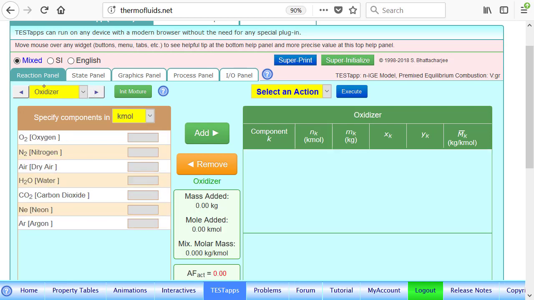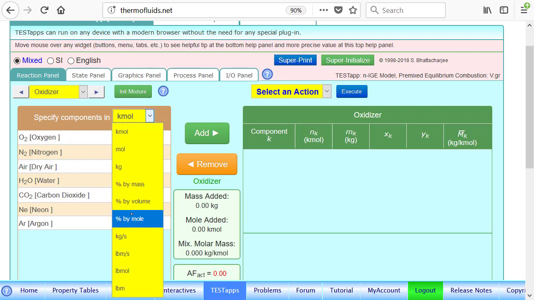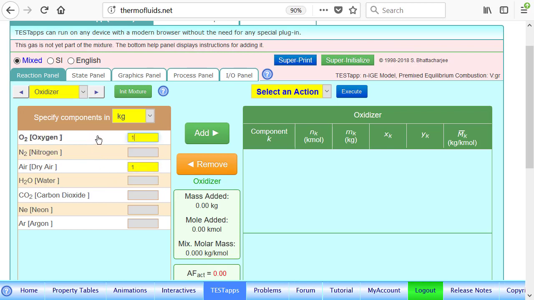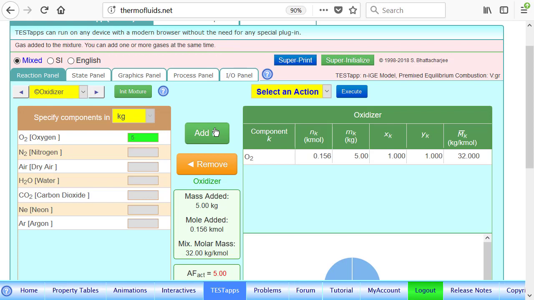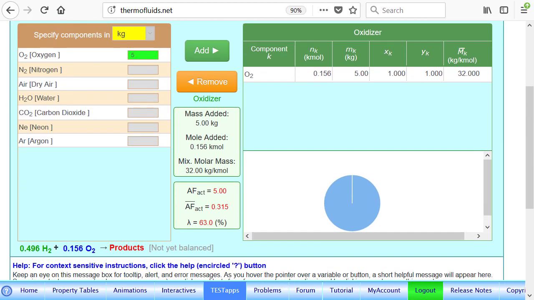Now we go to the oxidizer. We have been given 5 kg of oxygen. Once again I'm making a mistake. We must select kilogram, and it's given to us. There we go. We click anywhere to turn on input mode, 5 kg, add. So we are done with fuel and oxidizer. We know there is so many kilomoles of hydrogen and so many kilomoles of oxygen in the reactants, and now it's time to deal with the products.